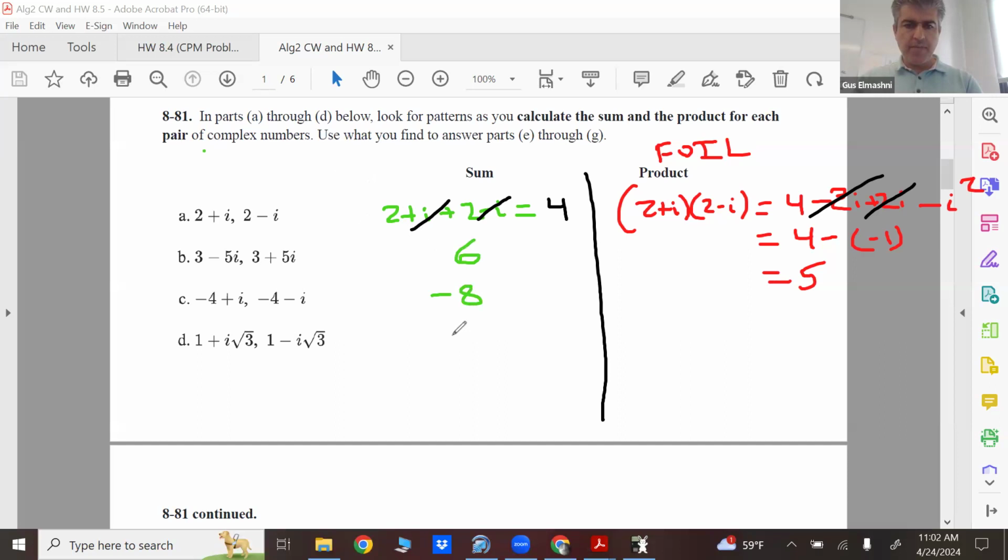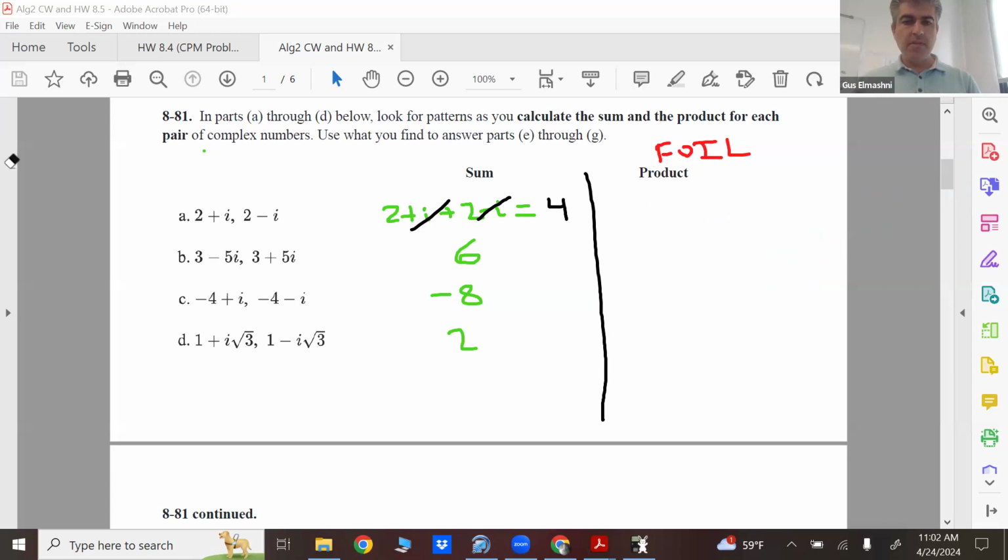For this one, it's 4 minus 2i plus 2i minus i squared. Then you have 4 minus negative 1, because i squared is negative 1. And 4 minus negative 1 is 4 plus 1, which is 5. So you get 5 over here.